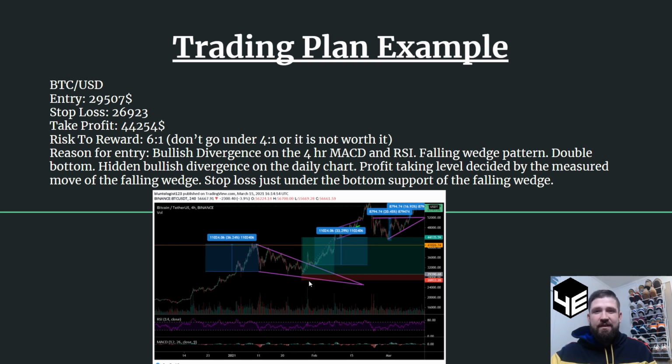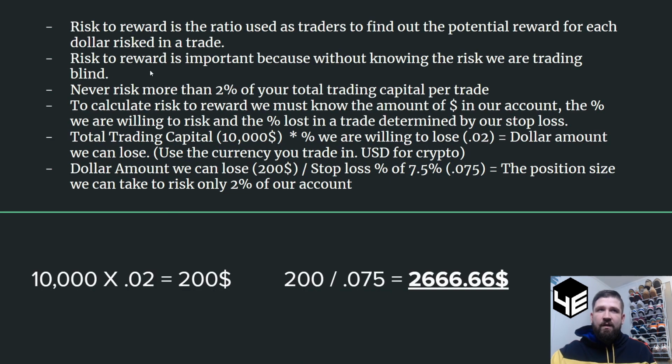So next I'm going to show you how to calculate your risk to reward and what it is. Risk to reward is the ratio used by traders to find out the potential reward for each dollar risked in the trade. Risk to reward is important because without knowing the risk, we are trading blind. And we ain't Stevie Wonder, we ain't Ray Charles, we ain't here to do that. We want to see what we're doing and know our risk and our reward before ever entering a trade. That's super, super important. You never want to risk more than 2% of your total trading capital per trade.